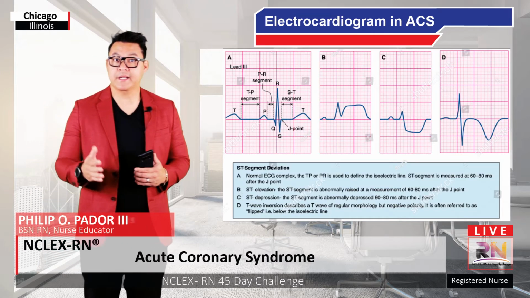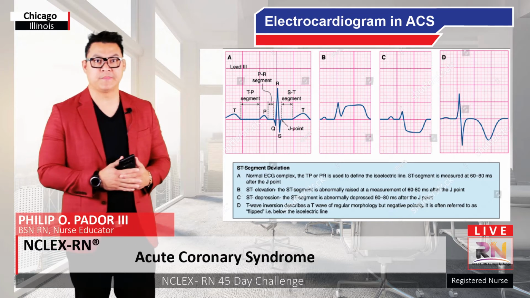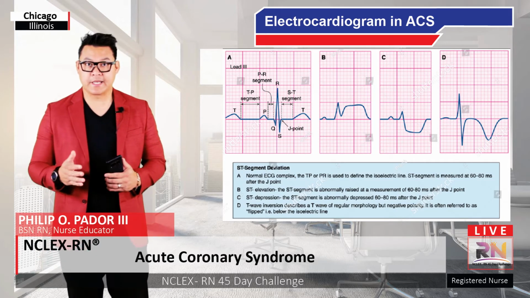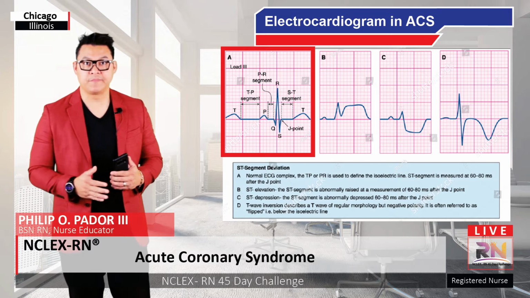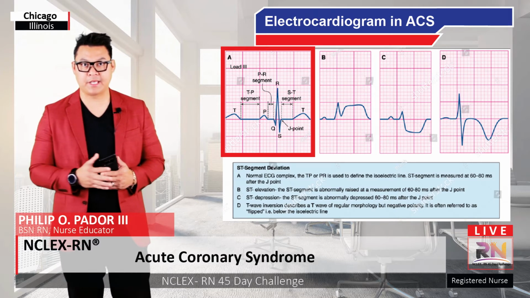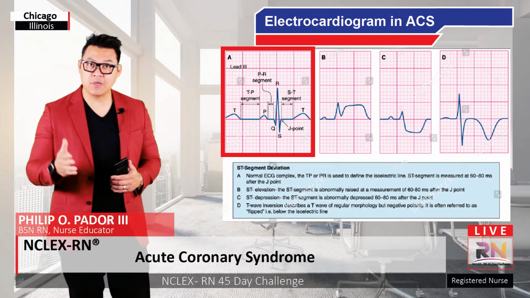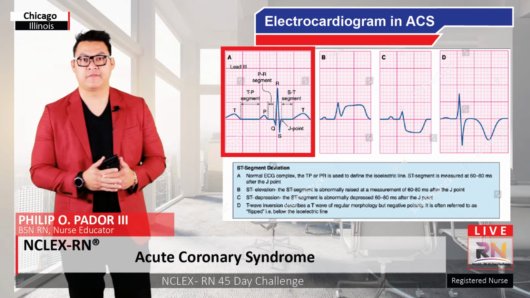Here we can compare side by side a normal ECG with an ischemic ECG. The top left panel shows a normal ECG. Note that the ST segment is at a normal electrical baseline. This is defined by the segment between the T wave and the next P wave.